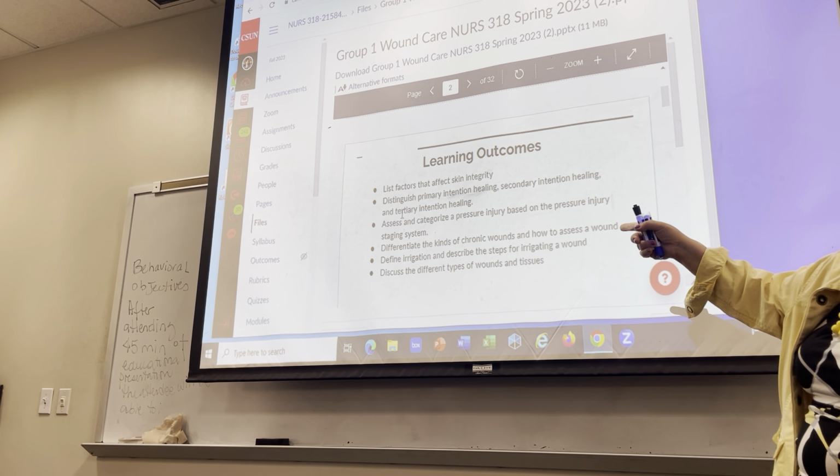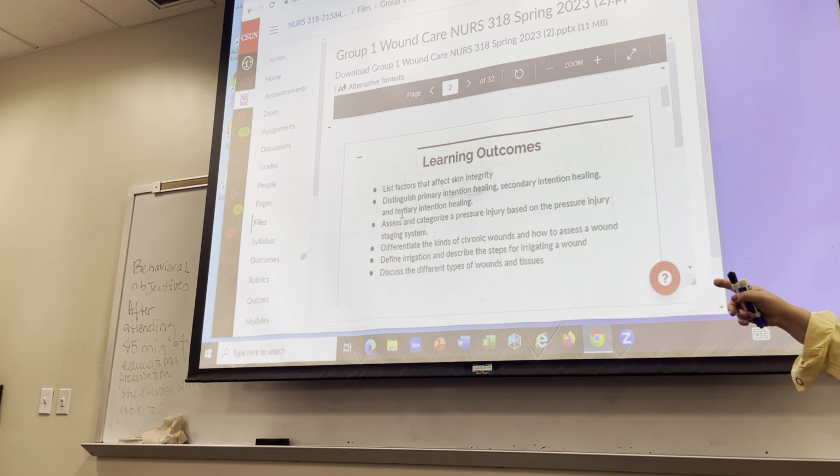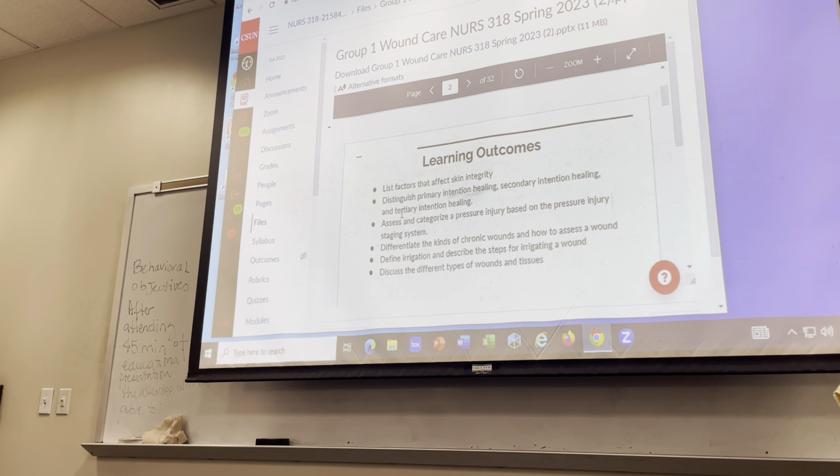be able to list factors that affect skin integrity, distinguish primary intention healing, secondary intention healing, and tertiary intention healing, assess and categorize a pressure injury based on the pressure injury staging system, differentiate the kinds of chronic wounds and how to assess a wound, define irrigation and describe the steps for irrigating a wound, discuss the different types of wounds and tissues. Is this clear?